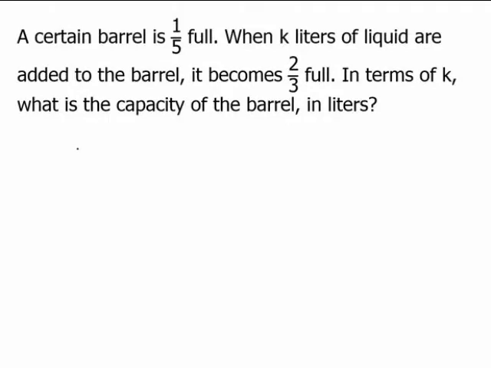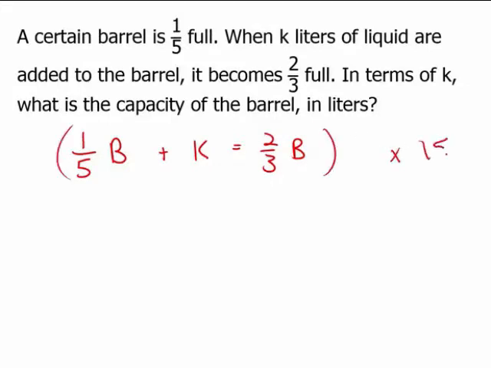That's what we want. We have 1/5 of B plus K equals 2/3 of B. Well, one very good way to get rid of fractions is just to multiply everything by the common denominator of the fractions. Well, we have a 5 and a 3, so the common denominator would be 15. Multiply every single term on both sides by 15.